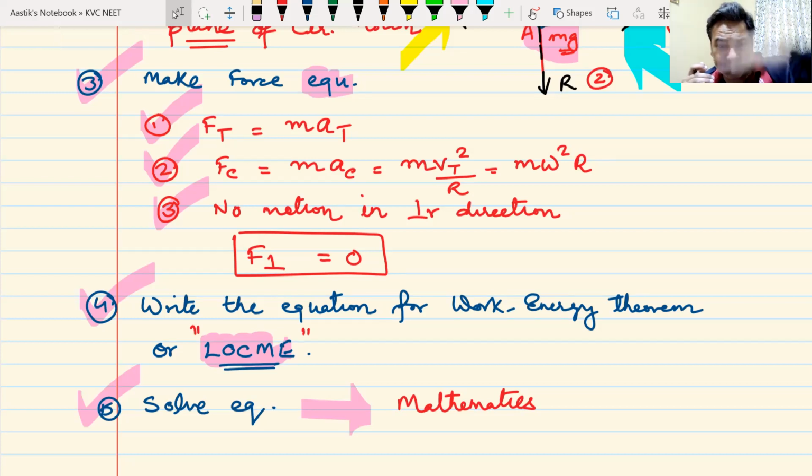There is no motion in the perpendicular direction. Remember, if you had something placed on a plane, nothing moves like this. Similarly, when something is moving in a circular path, it is motion in a plane. It is motion in two dimensions. If something is moving like this, it cannot move like this. Along the plane, it will move. Perpendicular to the plane, it will not move. So, in the perpendicular direction, all the forces must balance out each other.